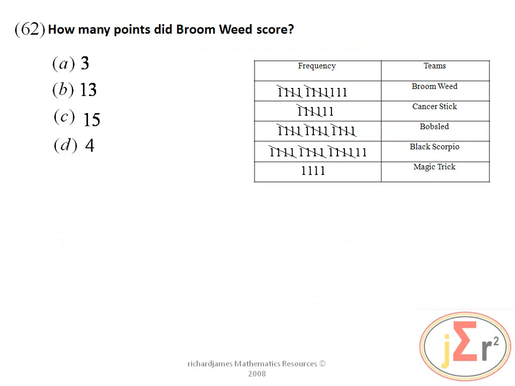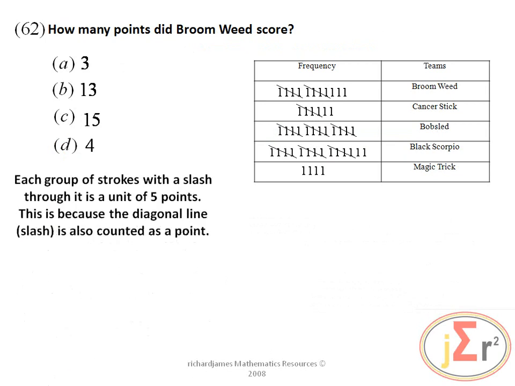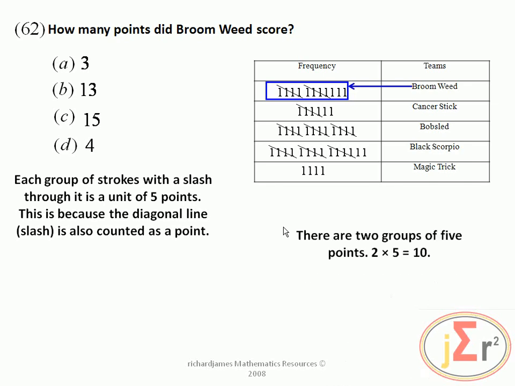How many points did Broomweed score? Each group of strokes with a slash through it is a unit of 5 points. This is because the diagonal line, which is the slash, is also counted as a point. So we have 1, 2, 3, 4, and the slash or a diagonal stroke through them. The diagonal stroke is also counted. So there we have Broomweed and the number of points scored.